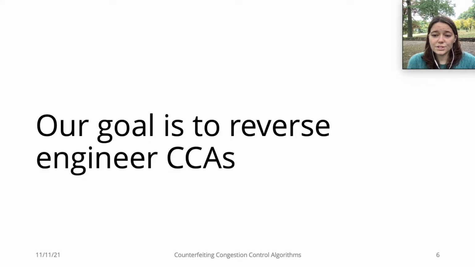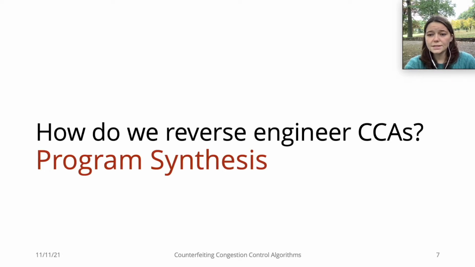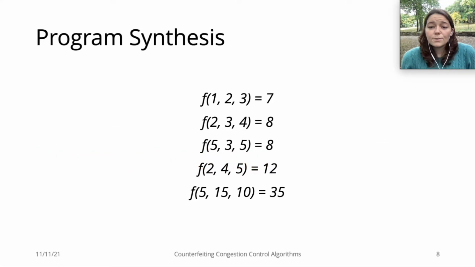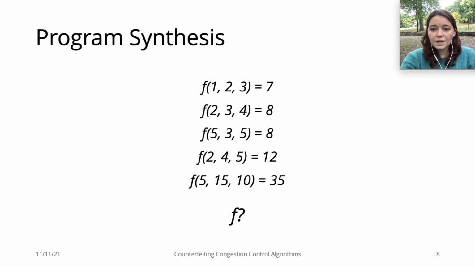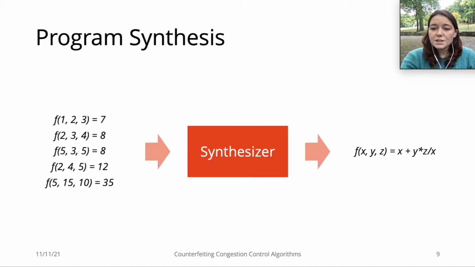Our goal is to reverse engineer CCAs, so more in-depth analysis can be performed on closed-source algorithms. And we propose to do that using a technique commonly used in the programming languages community called program synthesis. The goal of program synthesis is, given a set of input values and the output for each one, figuring out the function or program that will produce the corresponding output for each input. To do so, we feed the input-output pairs to a synthesizer, and the synthesizer will return a function that will produce the desired output for each input.